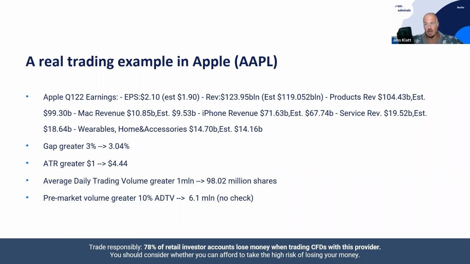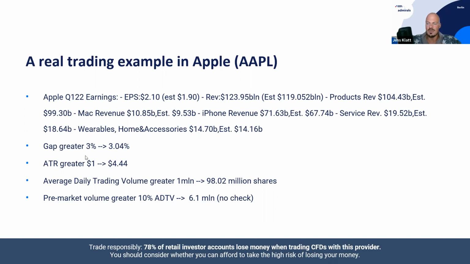It started the evening before, with me seeing that Apple came out with earnings and was crushing once again. EPS was $2.10, with $1.90 expected. Revenue was $123.95 billion, with $119 billion expected, so also over 10% better. Products revenue crushed it, Mac revenue crushed it, iPhone revenue crushed it, services revenue crushed it, wearables, home and accessories crushed it. And there was a gap. It wasn't excessively greater than 3%. It was just 3%, but this is something we have to put in perspective.